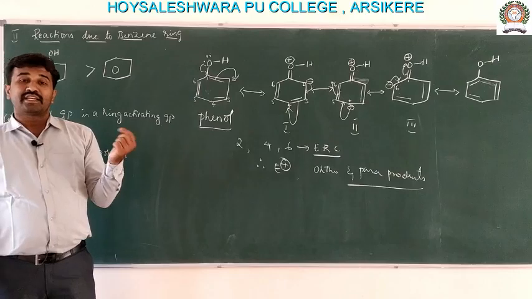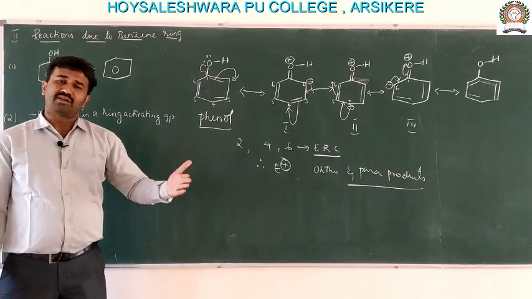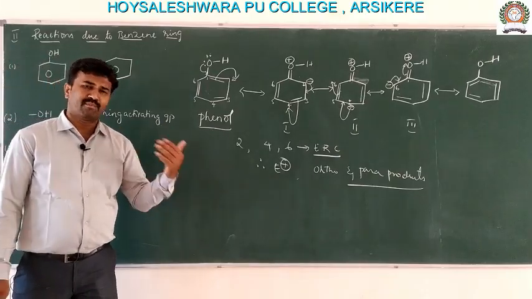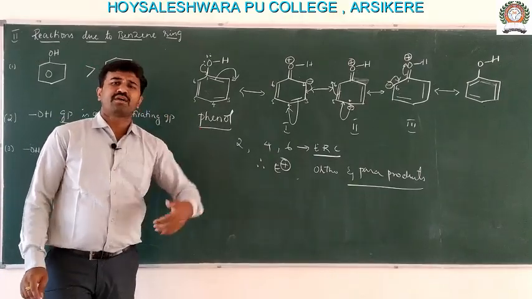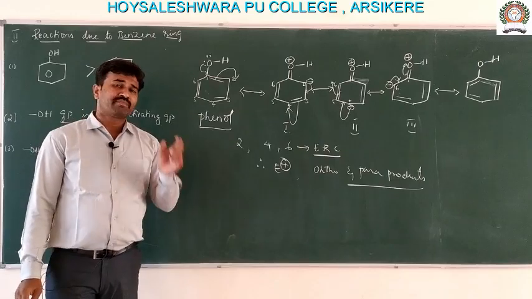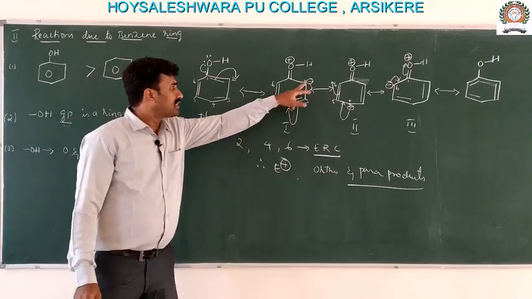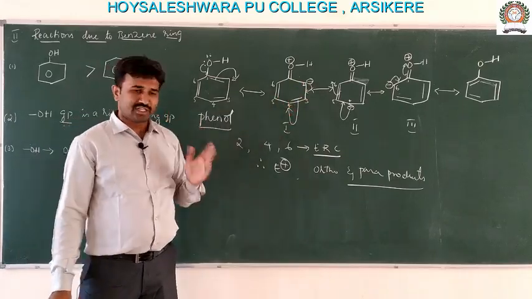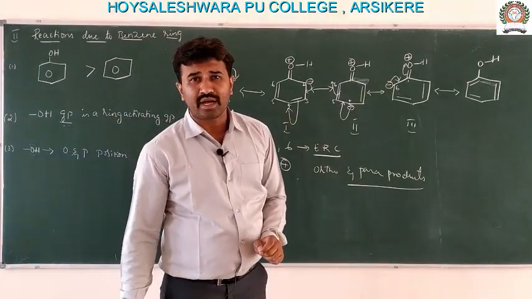That means the electrophile, whatever it may be, bromine or nitro group or sulfonic acid group or alkyl group, will come to the second position, fourth position and sixth position to form ortho and para products.